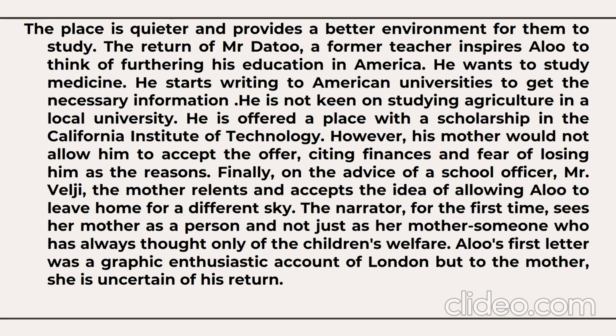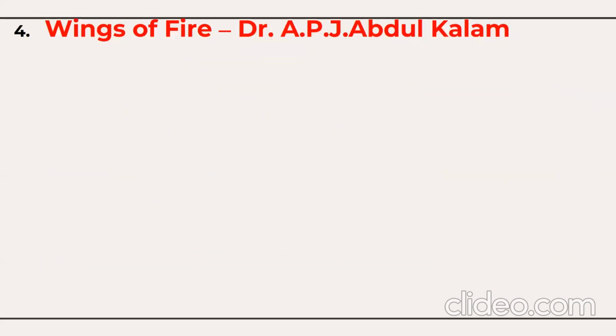For the first time, the narrator sees her mother as a person, not just as a mother, someone who has always thought only of the children's welfare. Alu's first letter was a graphic, enthusiastic account of London, but to the mother, she's uncertain of his return. So that's about the story. Please go through my video for more information.